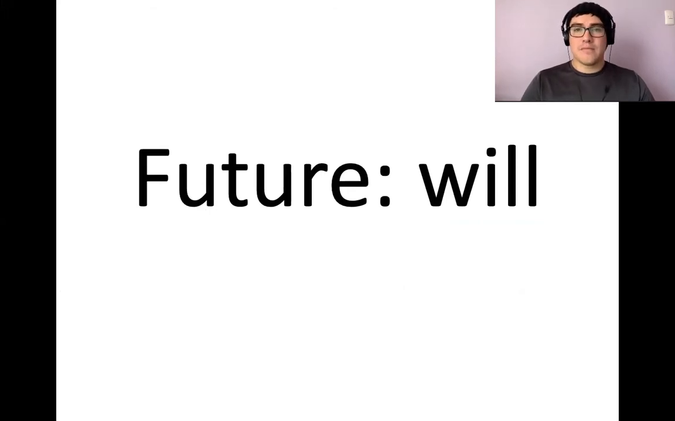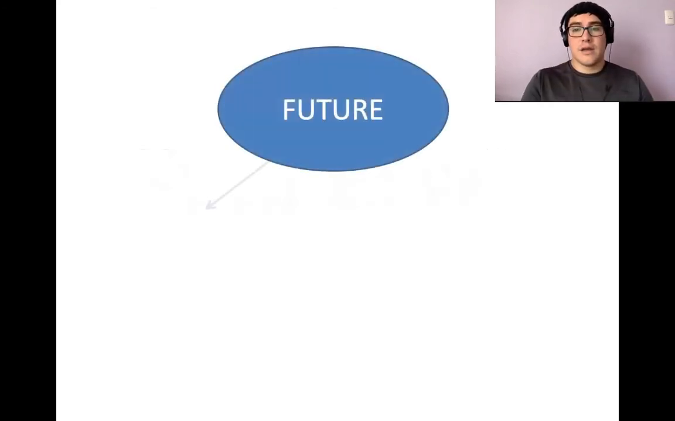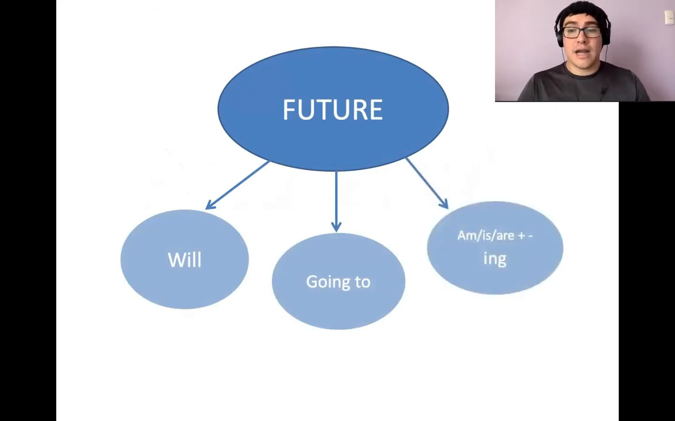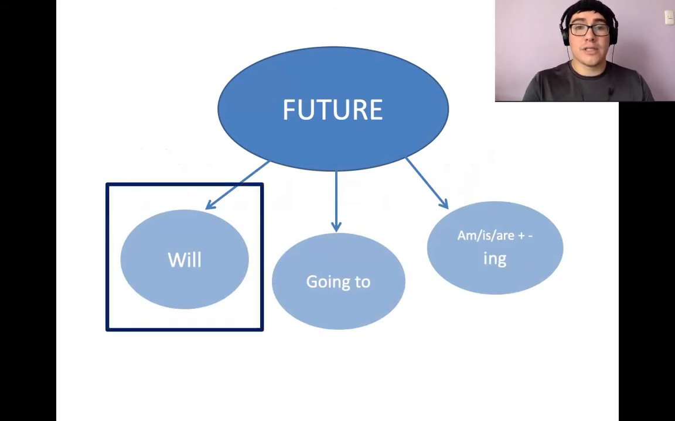Future can be used in three different formats. The first one is will, then we have going to, which is also very common, and we have am, is, are, plus -ing, which is also known as present continuous. But for today, we are only going to discuss will.